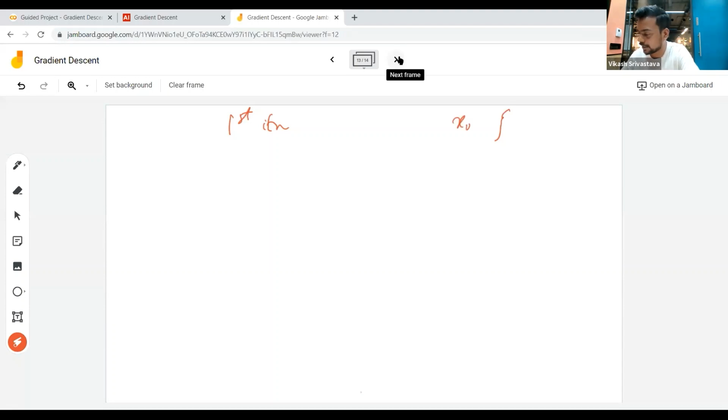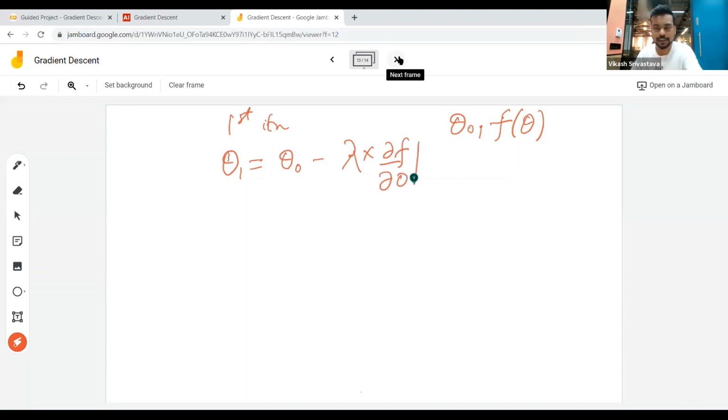So let's start with theta naught and this function f of theta, right? So theta naught is our starting point. In the first iteration, theta 1, that is our new theta, will be theta naught minus lambda times df d theta evaluated at theta naught, right? So this is the first iteration, and we check if theta 1 minus theta naught is less than epsilon.